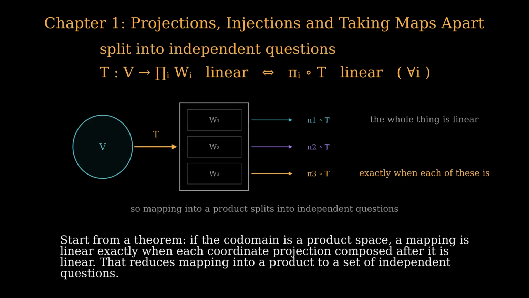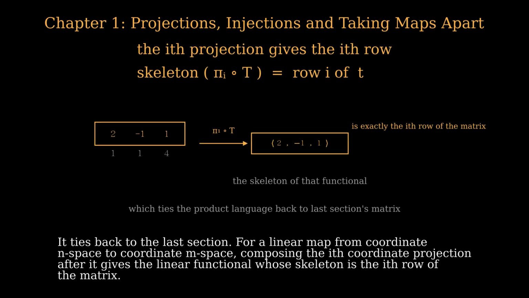Start from a theorem. If the codomain is a product space, a mapping is linear exactly when each coordinate projection composed after it is linear. That reduces mapping into a product to a set of independent questions. It ties back to the last section.